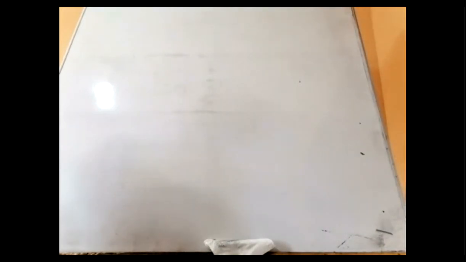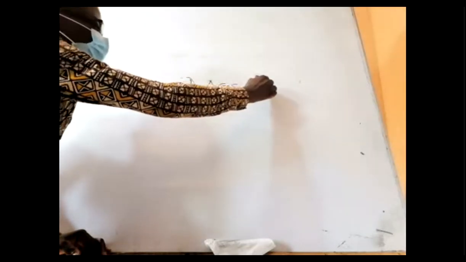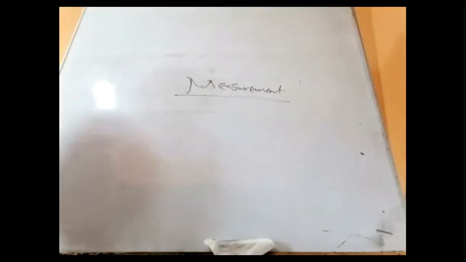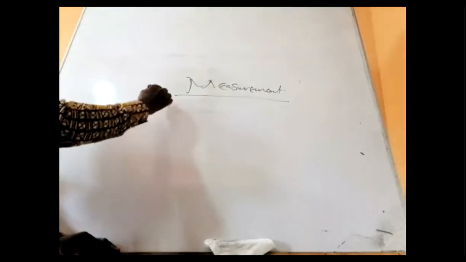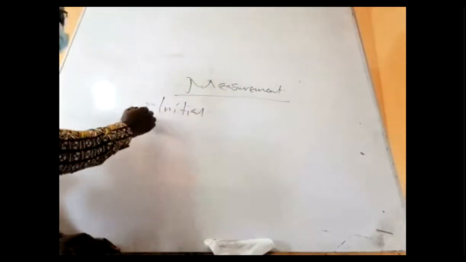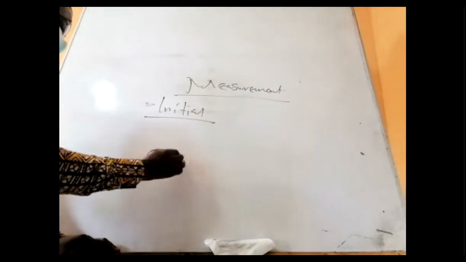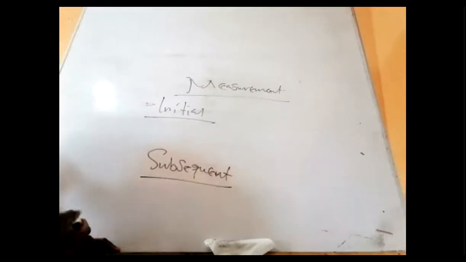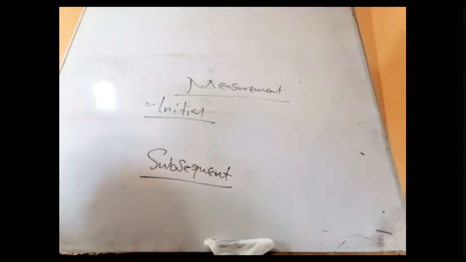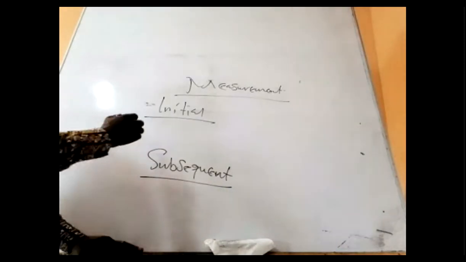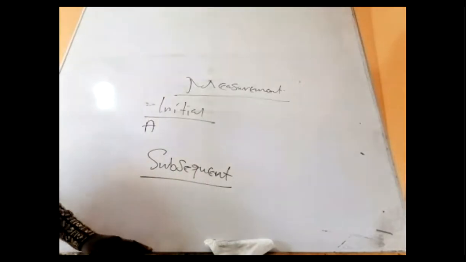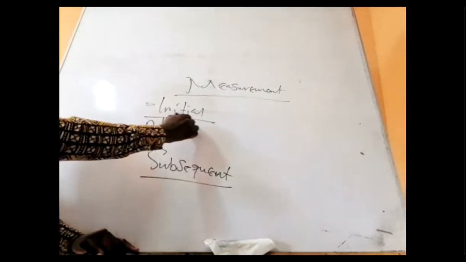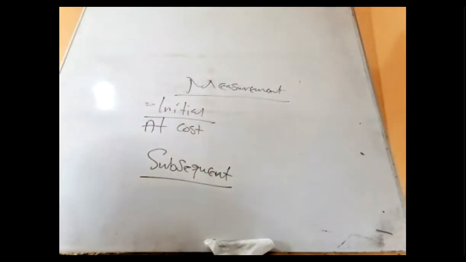Okay, so that is that. Now measurement. There are 2 types. When I take the measurement, there are 2 types. Number 1, we have the initial measurement, and we have the subsequent measurement. Good. So under the initial measurement, it's the same as IAS 16. Initially, all investment property must be measured at what? At cost. That's all. So initially it should be measured at cost.